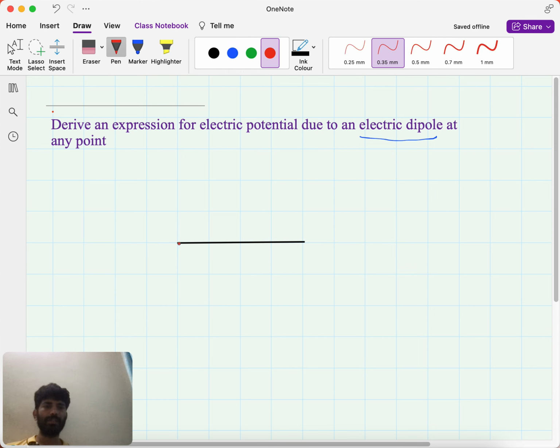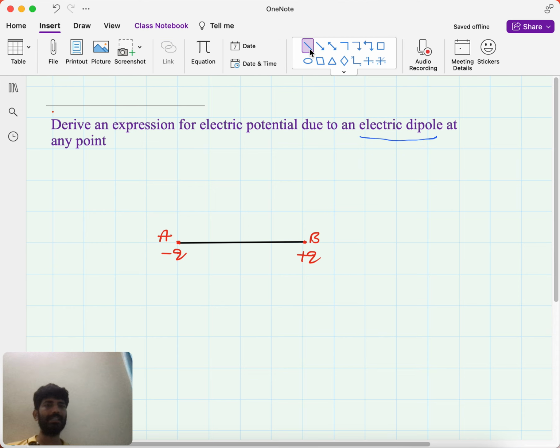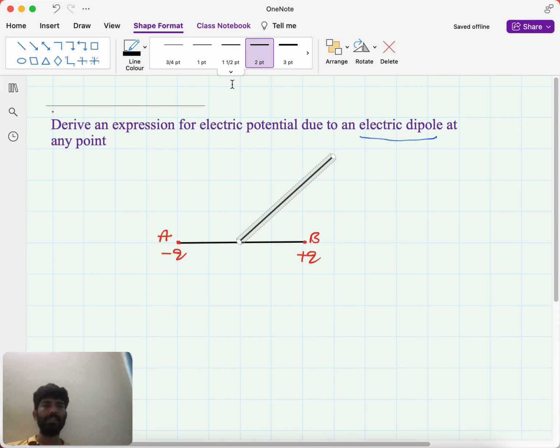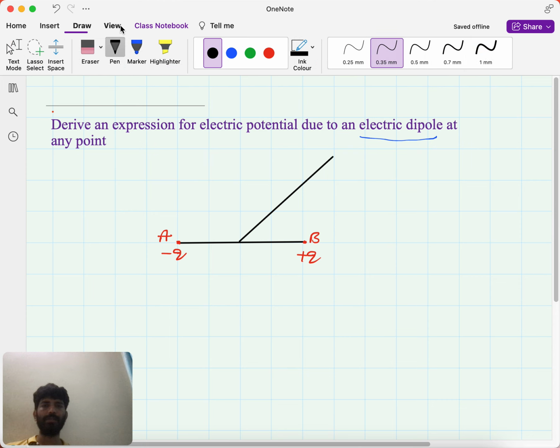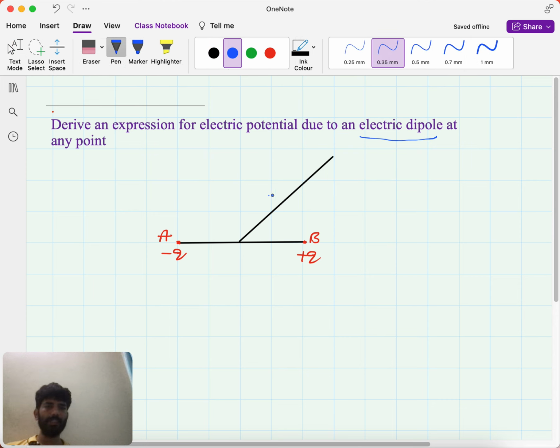First we'll mark minus q here, and plus q, and the distance is 2a. We can imagine these two points A and B, and we need to choose one point P somewhere here to calculate the electric potential at a distance r from the center of the dipole. It is the distance r, this is the center point O, and this is the point P where we are calculating the electric potential due to the dipole.